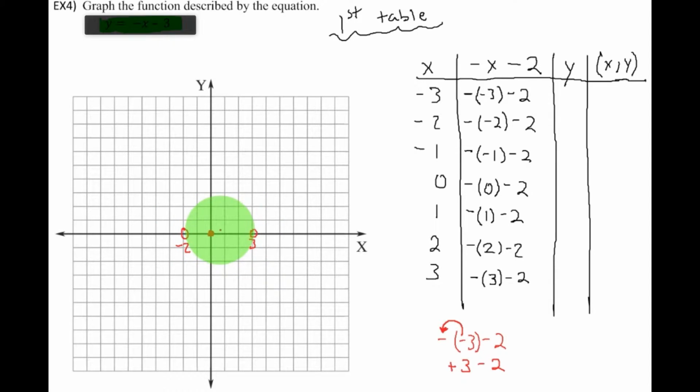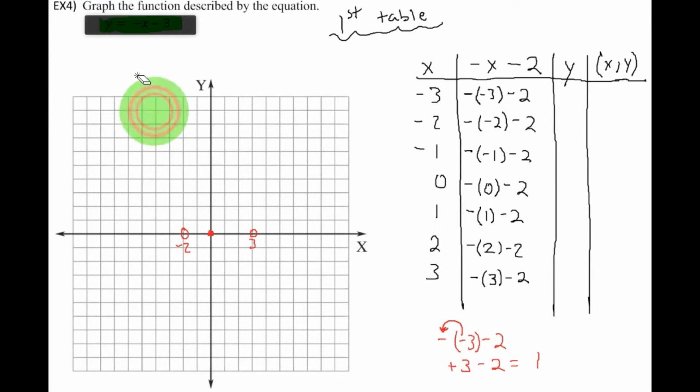And then you ask yourself, what's the difference between 3 and 2? Well, the difference is 1. But is it going to be negative 1 or positive 1? Since 3 is further away from 0, and we already said our answer is going to be more positive, 1 has to be a positive value.